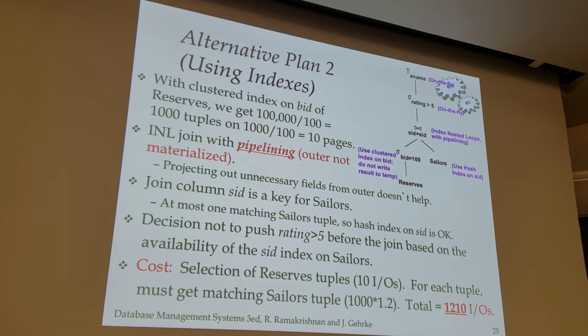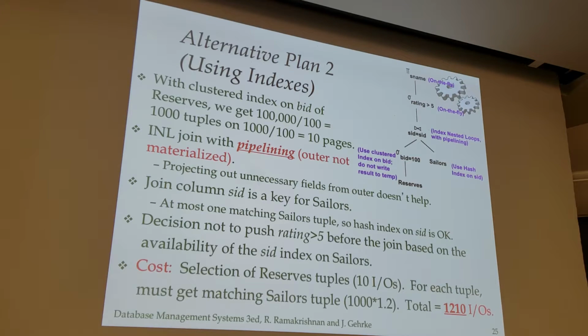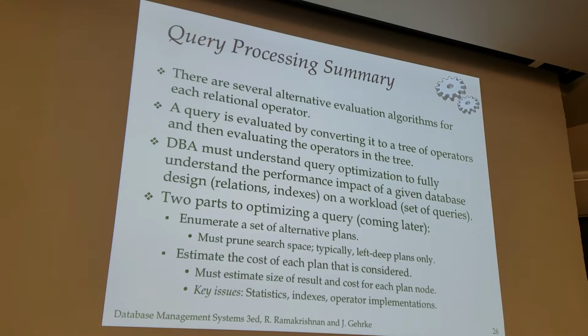And the cost of doing that is basically going to be 10, because I have my clustering index on reserves. I only touch the 10 pages once. And for each tuple, I'm going to have to get the matching sailor's tuple. If we assume that the hash lookup takes 1.2 IOs for each of the 1,000 tuples, it's going to be 1.2. I'm down to 1210. 1210 is better than 4,000 and change. And this is just for a two-way join. So in this particular case, things got a lot better than they had been.